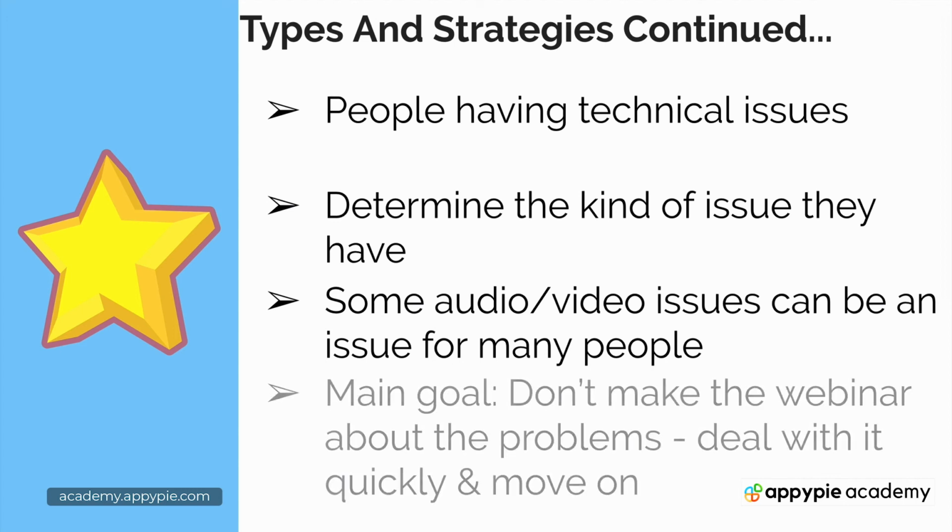So your main goal whenever encountering unique situations with attendees: don't make the webinar about the problems. Deal with the problems quickly and move on, because your main goal is to get through the webinar as flawlessly and as seamlessly as possible. The better the flow of the webinar, the more value the attendees are going to get. And the more value they get, the more they're going to listen to your pitch, and the more they're going to want what you sell after the webinar.